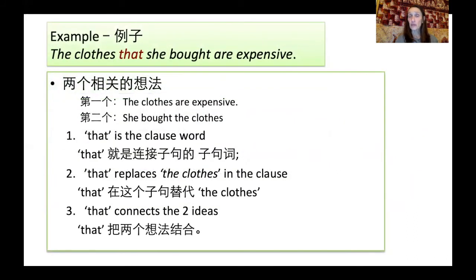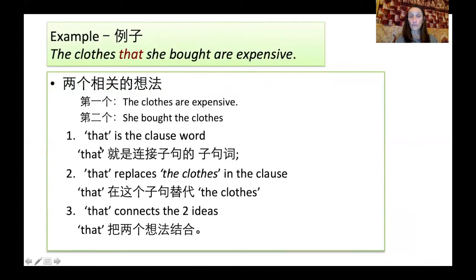The example is a sentence. The clothes that she bought are expensive. And as you see, the clause word is that. That's in red. So it connects related ideas. The two related ideas here are the clothes are expensive and she bought the clothes. That is the clause word in red.